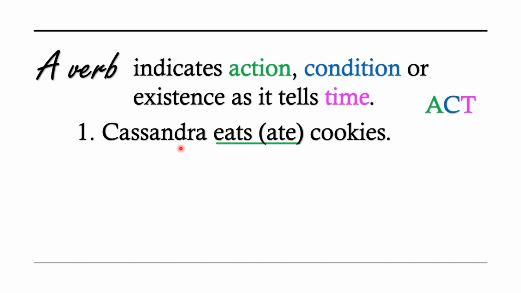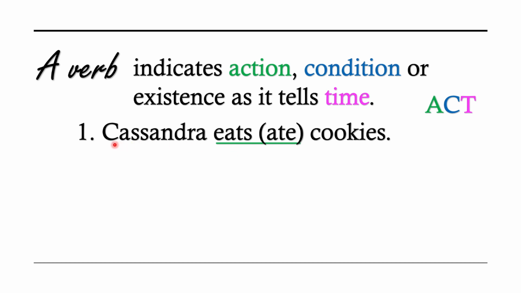Let's take the first set. Cassandra eats cookies. So eats is an action verb. And of course, if we say Cassandra eats cookies, it's already telling time. Eats. It means it's in the present tense. So if you're going to ask me about the time expression, it is now. Cassandra eats cookies now. Okay? So we have here action and we have here time.